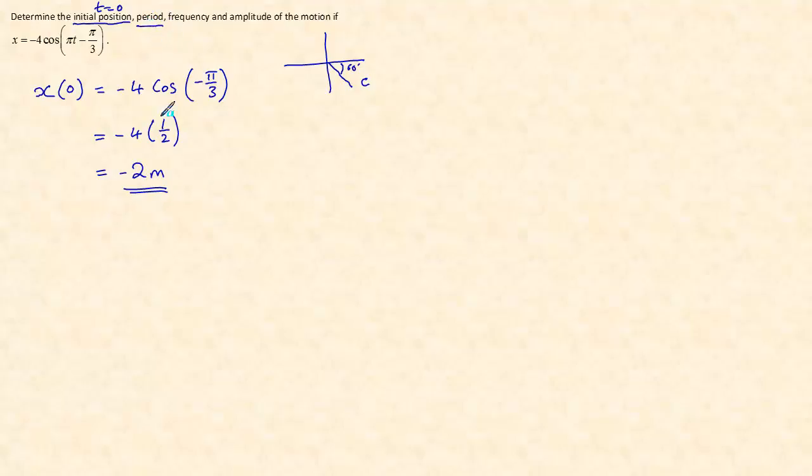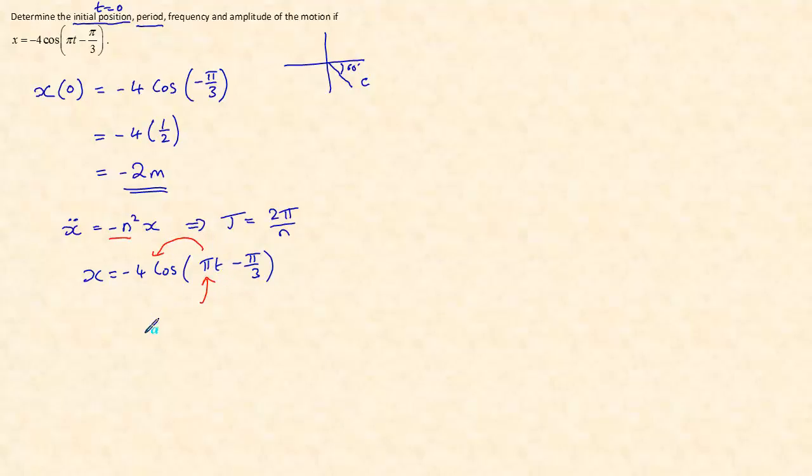Now when we come to period, remember that if x double dot is -n squared x, the period is 2π over n. Now we've got to identify our n in this situation. We have that x is -4 cos(πt - π/3). If we were to differentiate this twice, then it would be the π here that came out in front.